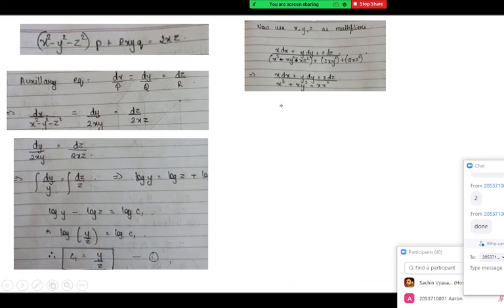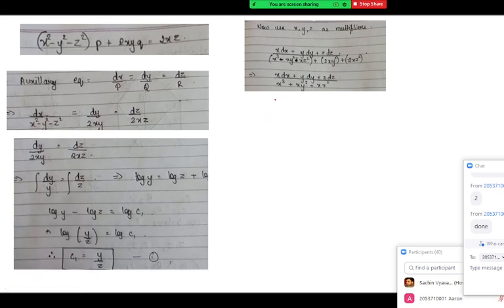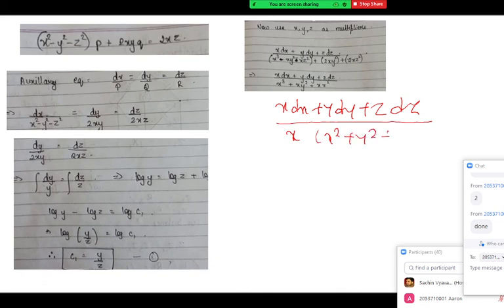So each ratio comes x dx plus y dy plus z dz divided by, in the denominator if you take x common, you are left with x square plus y square plus z square. So this is each ratio. The first ratio, second ratio, third ratio are equal to this one. So all these 4 ratios are equal. This is the theorem of equal ratios.